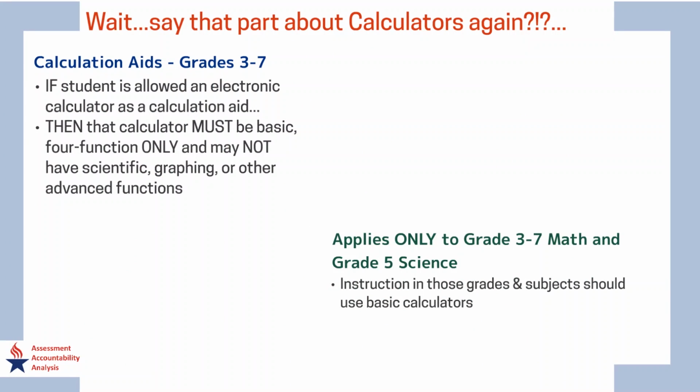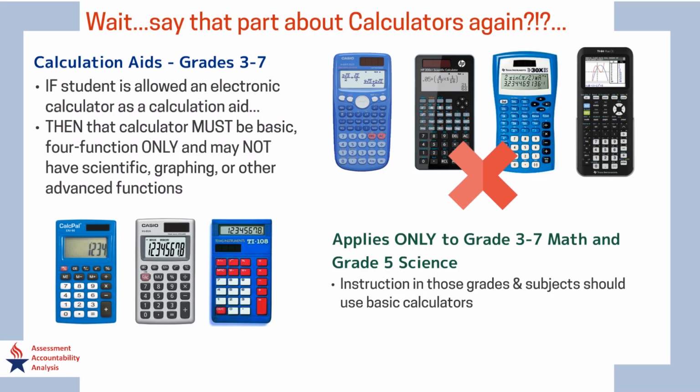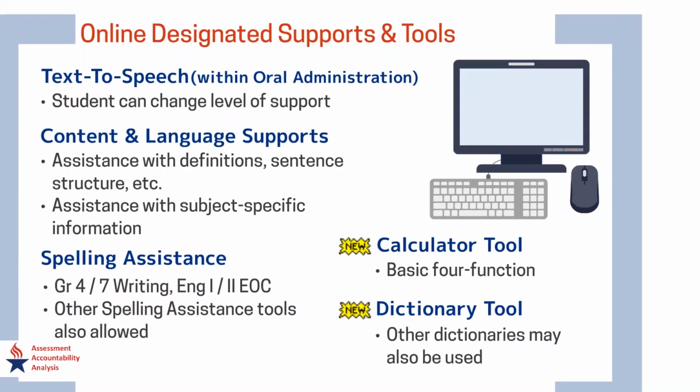Let's revisit that important change to the calculation aids support. The change applies to students taking STAR Math or Science in grades 3 through 7. If a student specifically is allowed an electronic calculator as a support, that calculator must be basic 4-function only. Scientific and/or graphing calculators, such as those shown to the upper right, are not allowed to fulfill this designated support. Simpler units like the one shown to the lower left are allowed and should be used in instruction and for STAR. TEA has made this change so that math instruction in these grades emphasizes math skills as opposed to just calculator skills.